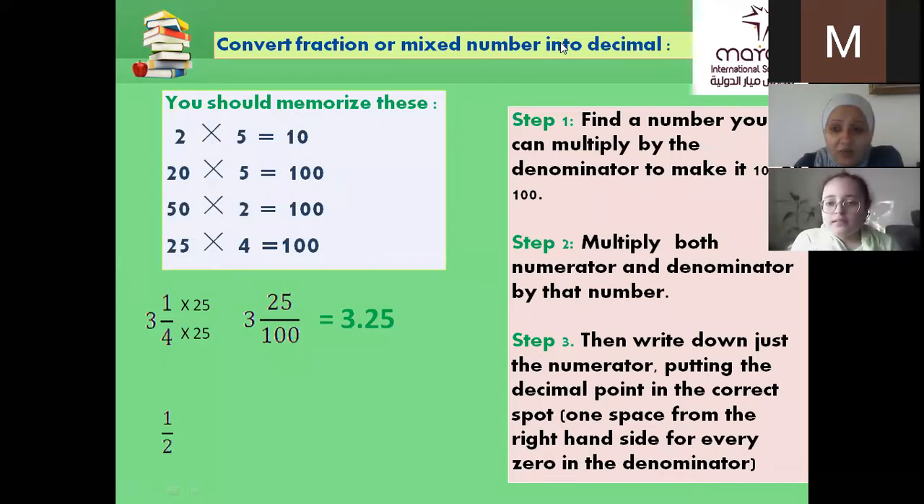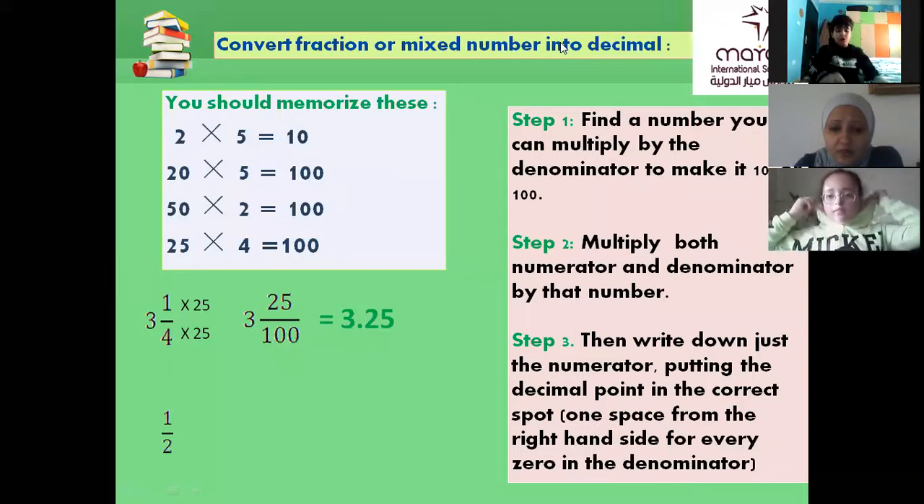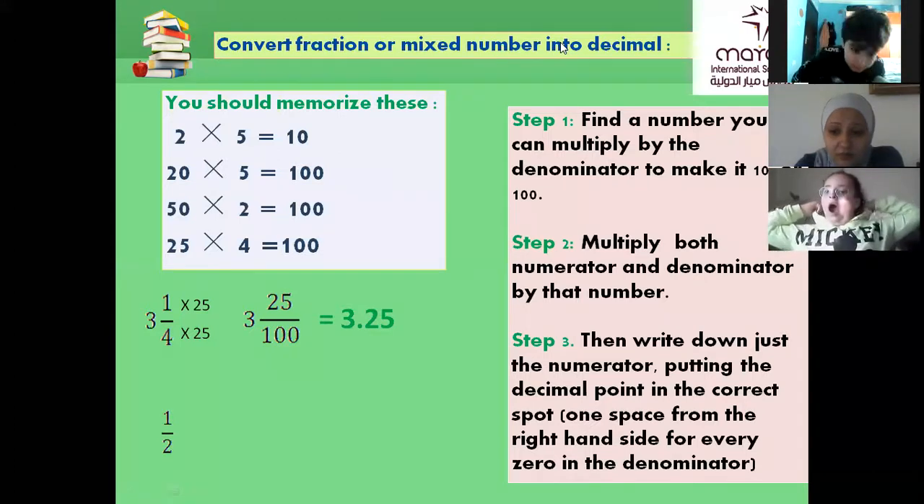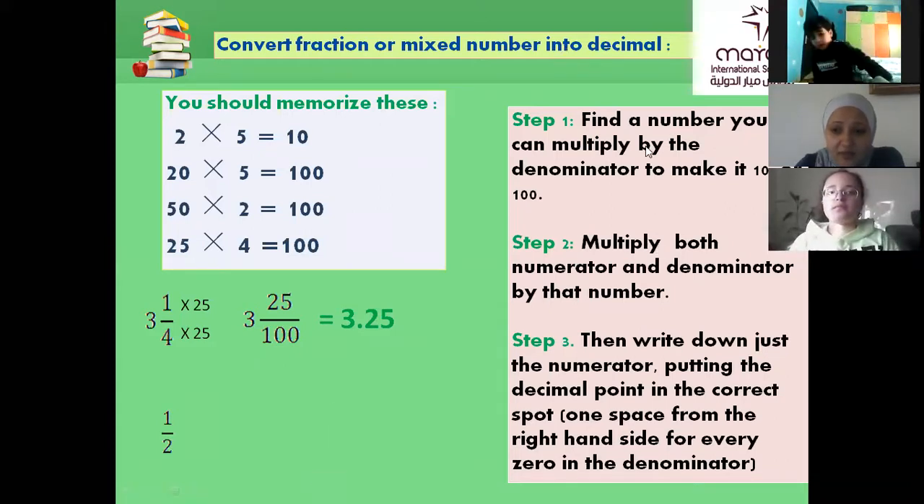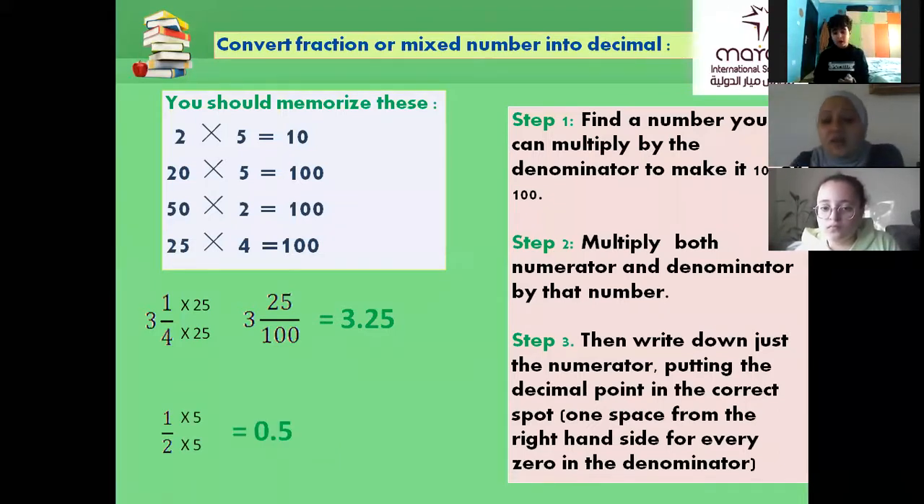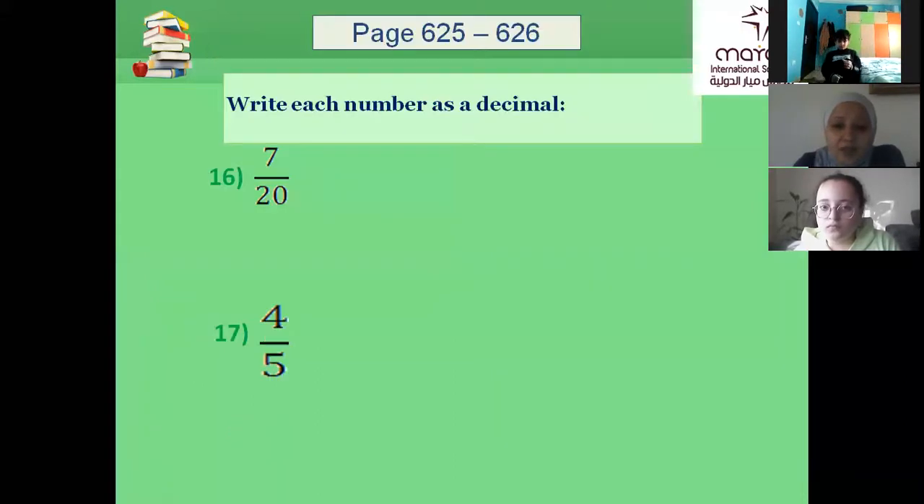Ala, okay, I'm going to help you. Now, 1 over 2, we can multiply it by 5. Okay, excellent. Then what will we get? We will get 5 over 10. 5 over 10. And how do we write it as a decimal? 0.5. Yes, how do we read it? 0 and 5 tenths. Okay, thank you, Ala. Excellent.